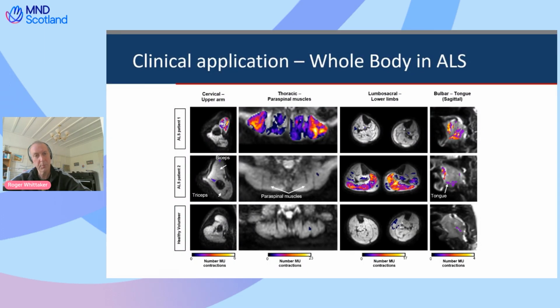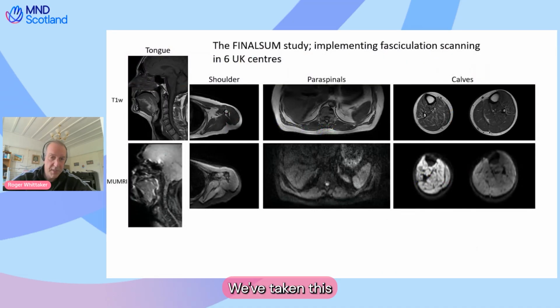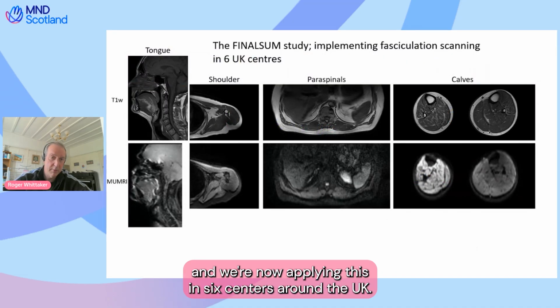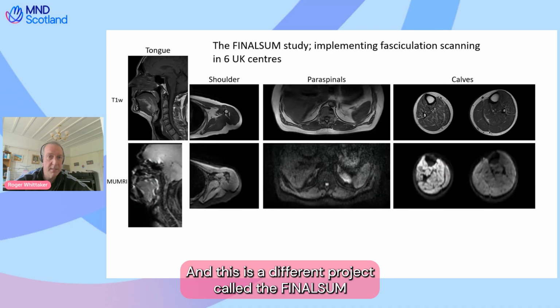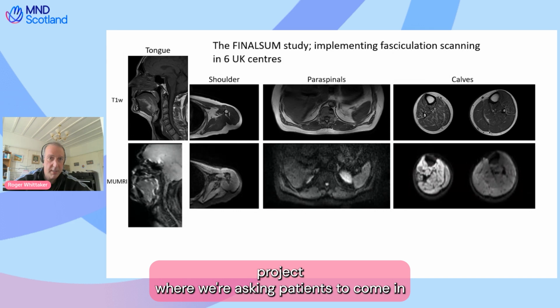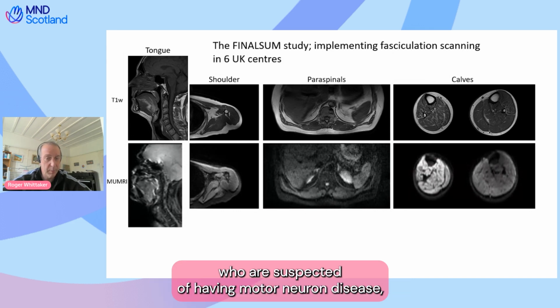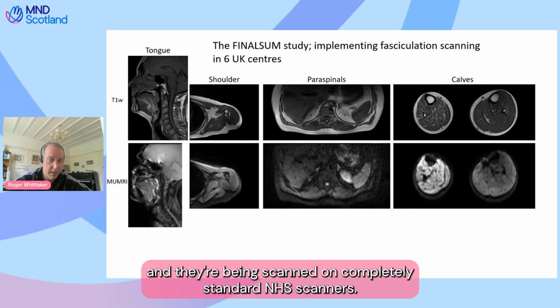So we've taken this and we're now applying this in 6 centres around the UK. And this is a different project called the FASCIMUS Project, where we're asking patients to come in who are suspected of having motor neuron disease, and they're being scanned on completely standard NHS scanners.